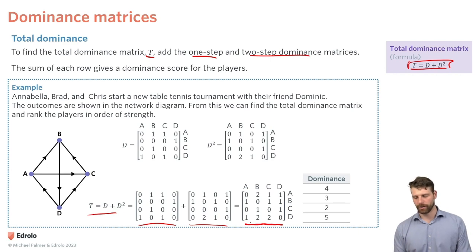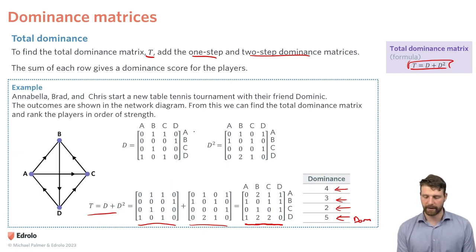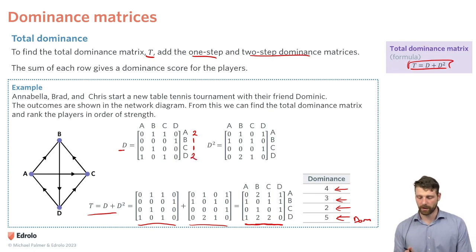And if we add up those rows, this gives us a dominance score. So Annabella gets 4, Brad gets 3, Chris gets 2, and Dom gets 5, which shows that Dom is the most dominant player. This was not immediately obvious from the one step, because if we calculate the dominance scores here in this matrix D, you can see Annabella gets a score of 2, Brad gets a score of 1, Chris gets a score of 1, and Dominic gets a score of 2. So from the one step, it's not clear that Dominic is better than Annabella or that Brad is better than Chris, but we can see that in the total dominance matrix. So there's Brad, there's Chris, and there's Annabella.